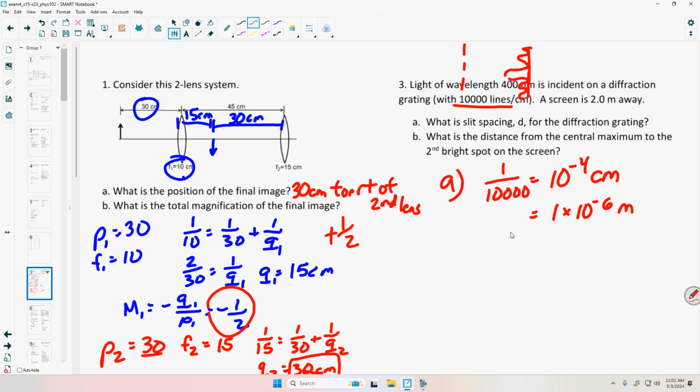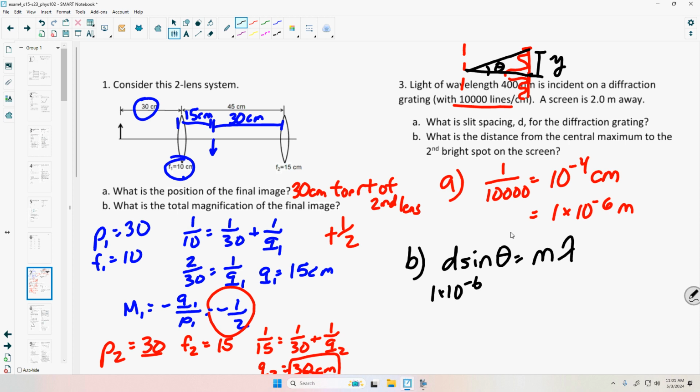It has 2 orders. I want to know the distance to the second bright spot on the screen. So that is, I want to know this distance. I'll call that y. I need to find the angle theta. To find the angle theta, I first say d sine theta equals m lambda. That's 1 times 10 to the minus 6. I found that in the previous one.